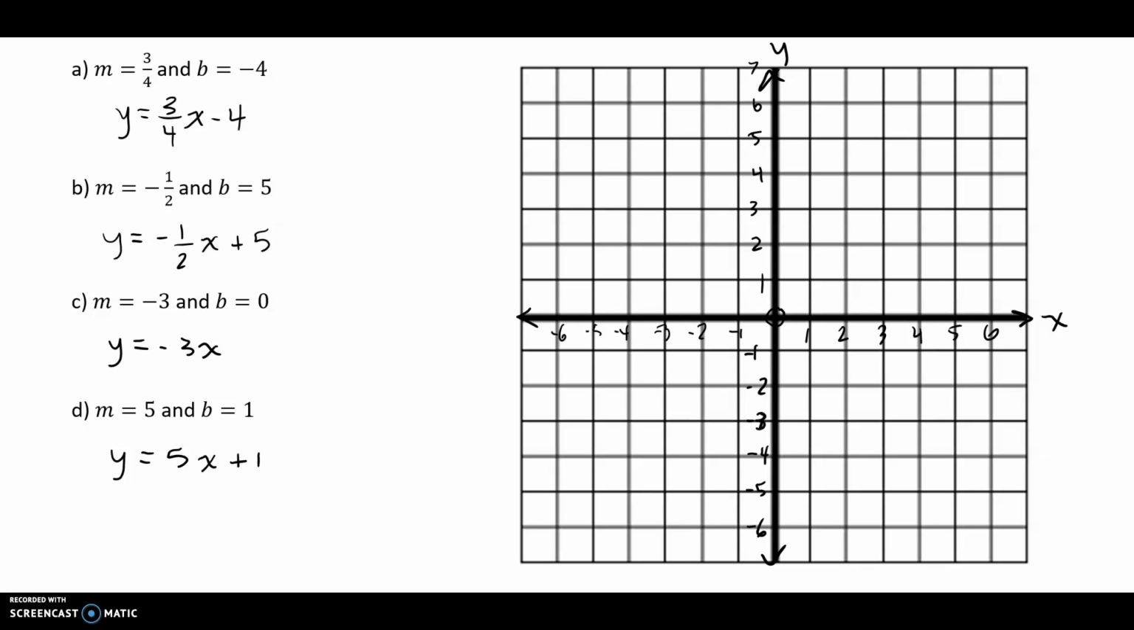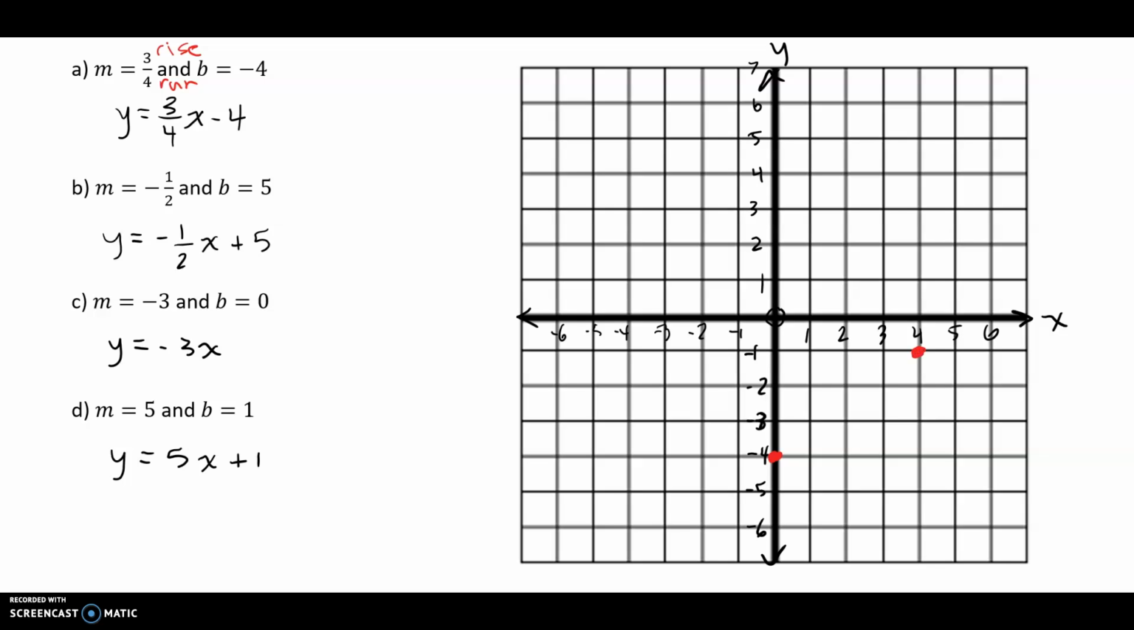Alright, so now we're ready to plot. So I have my m and my b, and when we draw a line using m and b, the first thing that we're going to do is identify where the y-intercept is. So b is negative 4, and I'm going to plot that point first. Now I'm going to use my 3 over 4, and I'm going to remember 3 is my rise, and 4 is my run. So from my y-intercept, I'm going to rise 3, 1, 2, 3, and then I'll run 4, 1, 2, 3, 4, and there's my next point.